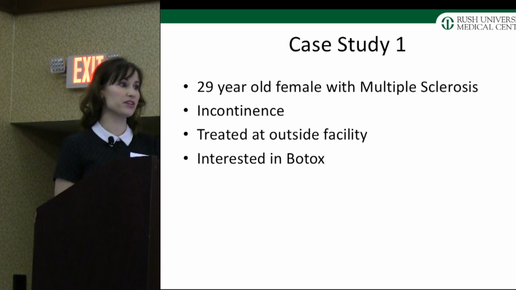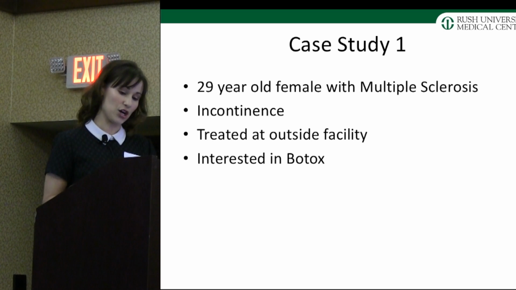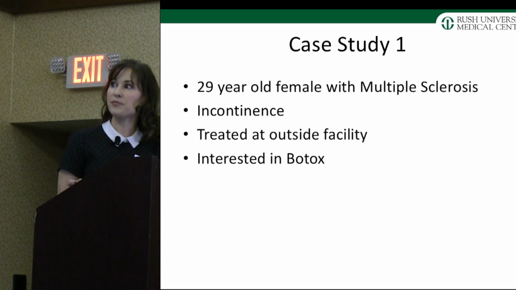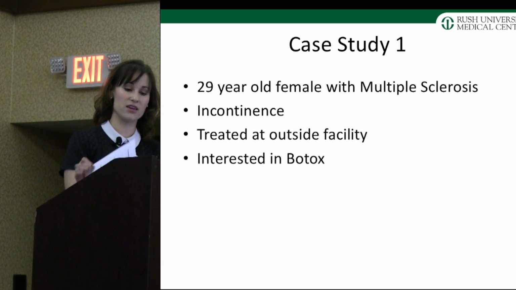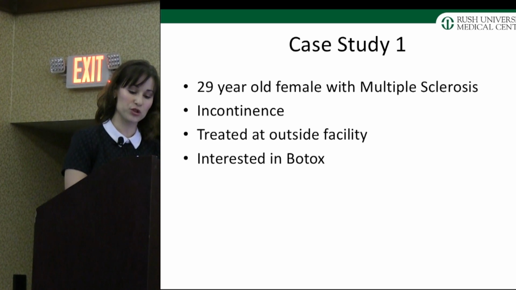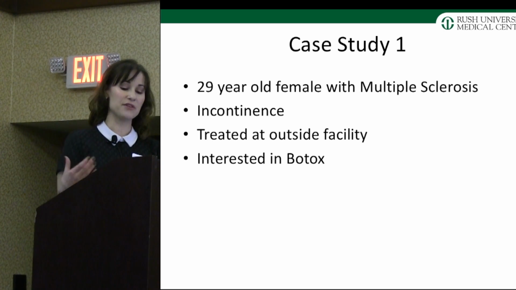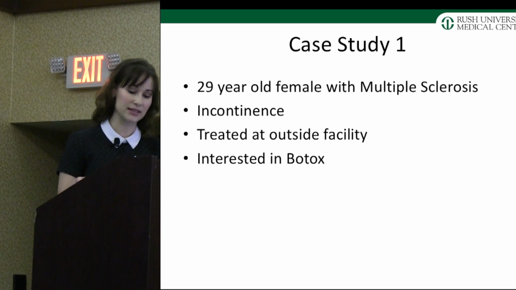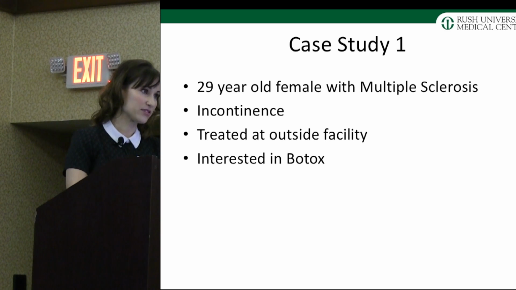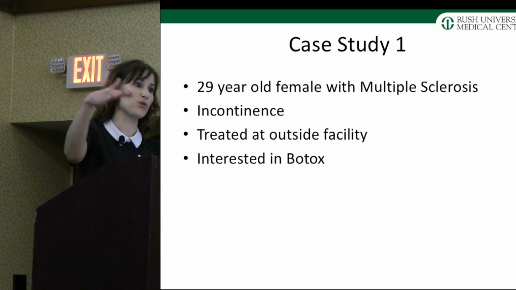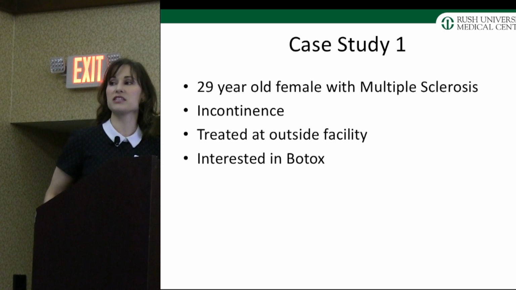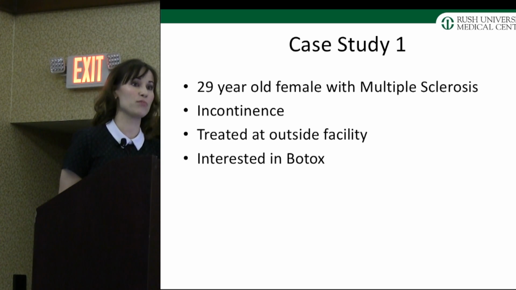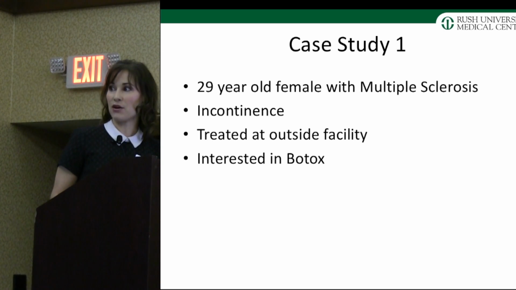So we're just going to go briefly over some case studies in our clinic here. This is a young woman who has multiple sclerosis. She has a lot of incontinence. It bothers her, you know, she's wearing pads and it's embarrassing. She doesn't like it. She was treated at an outside facility. They took her through all of the drugs and all of the steps that you can take for OAB, and now she's interested in Botox. So she came to our clinic.